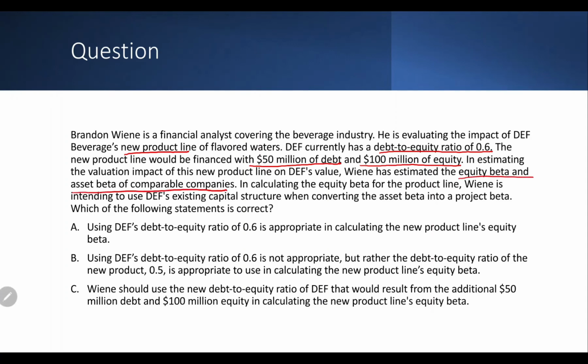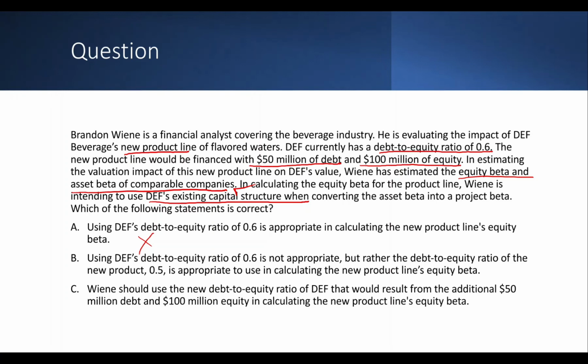In calculating the equity beta of the product line, Vinny is intending to use DEF's existing capital structure when converting the asset beta into project beta. Which of the following statements is correct? Option A, using DEF's debt to equity ratio of 0.6 is appropriate in calculating the new product line's equity beta. That's clearly not correct.